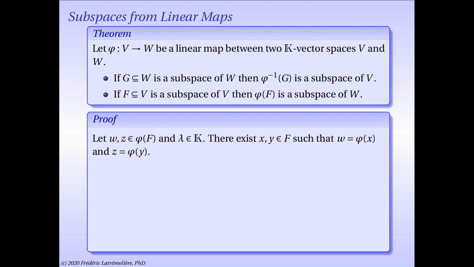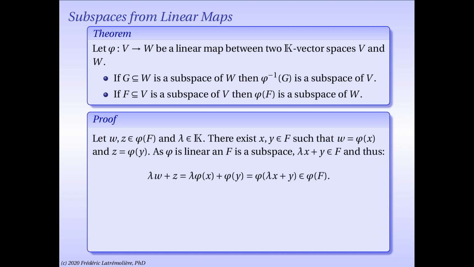So what does it mean to be in the image of F by phi? It means that I can find two vectors, x and y in F, such that w is phi of x and z is phi of y. That's just what it means to be in the image of F by this map. Now, phi is linear and F is a subspace. So the first thing that is important here is that F is a subspace. So lambda x plus y is in F since x and y are in F, and as the characterization of our subspace tells us, this is an element again of F.